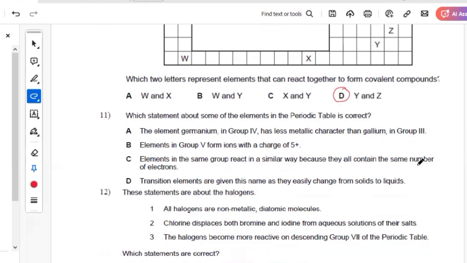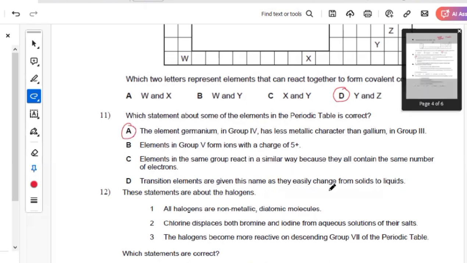Which statements about some of the elements in the periodic table is correct? The element germanium in group 4 has less metallic properties than in group 2. Yes, it seems to be the right one because the metallic properties decrease across a period. So germanium would have less metallic property and more non-metallic character. So this would be the right option.